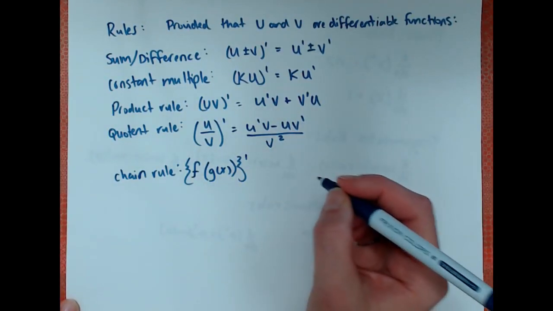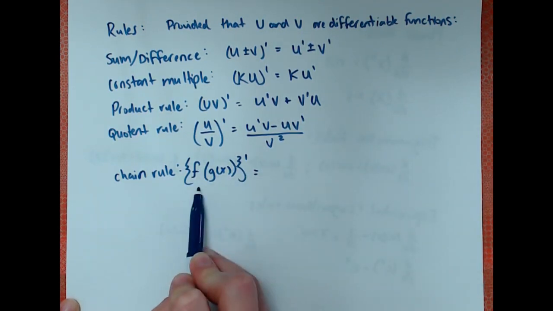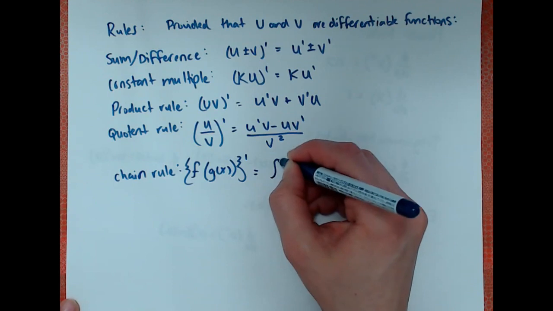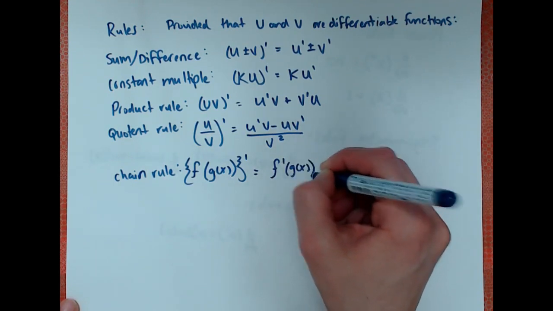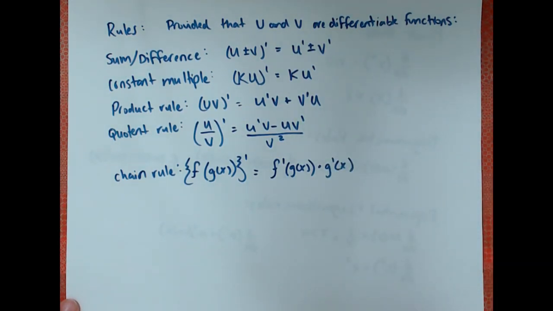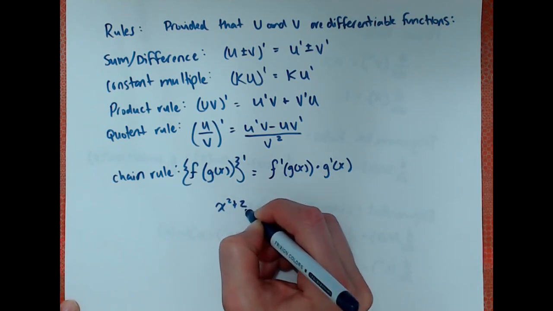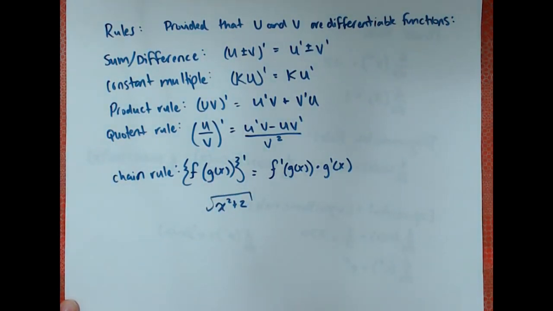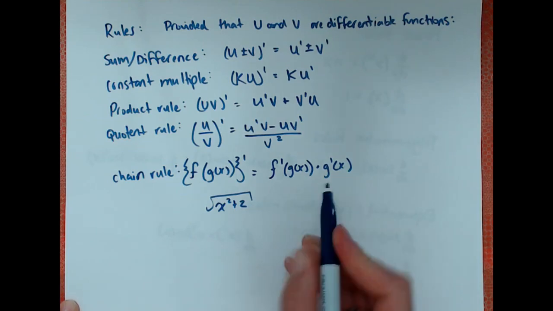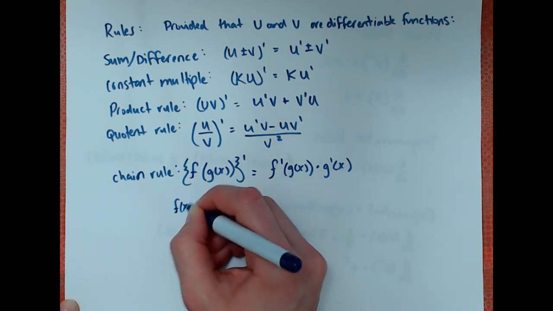this will be equal to, we do the derivative of the outside function first, and then we multiply it by the derivative of the inside. So this will look like f prime of g of x times g prime of x. So an example of that would be, let's say you have x squared plus 2, square root. Sorry, I'll write this out properly. You have f of x is equal to this.